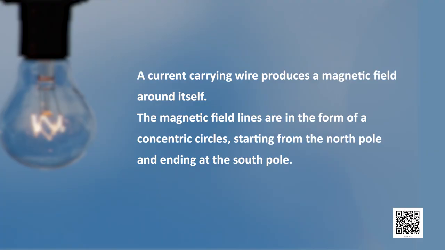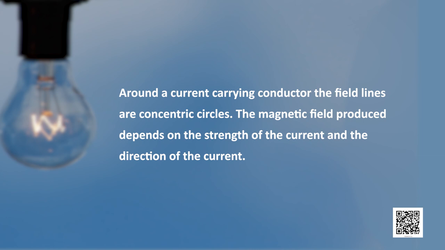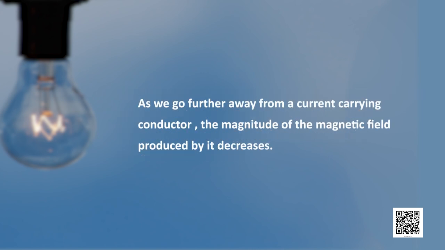So, dear children, what have we learnt till now? A current carrying wire produces a magnetic field around itself. The magnetic field lines are in the form of concentric circles. Around a current carrying conductor, the field lines are concentric circles. The magnetic field produced depends on the strength of the current and the direction of the current. As we go further away from a current carrying conductor, the magnitude of the magnetic field produced by it decreases.